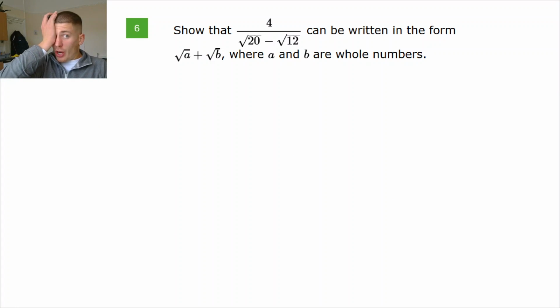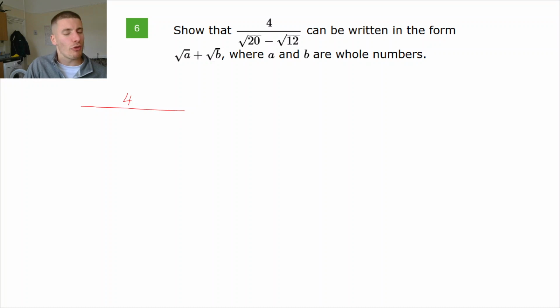Question number 6 says, show that 4 over root 20 take away root 12 can be written in the form root a plus root b, where a and b are whole numbers. Okay, so this is rationalizing the denominator. You want to manipulate the surds from the bottom and get them on the top. So we've got 4. Let's write it in red. Keep it consistent. We've got 4.